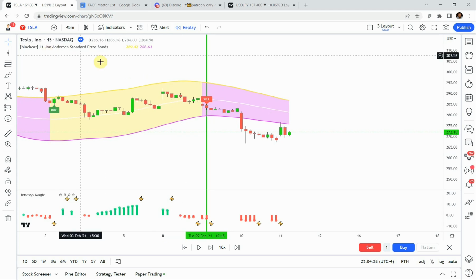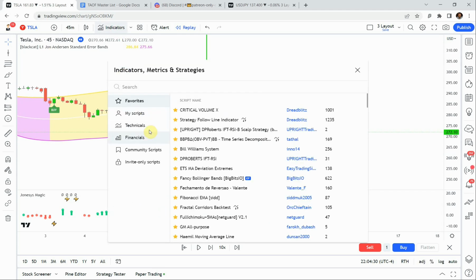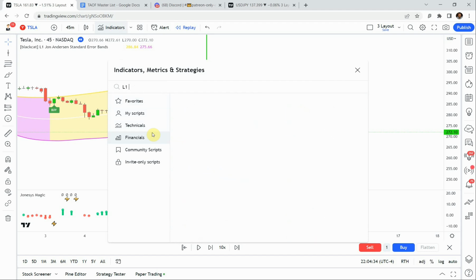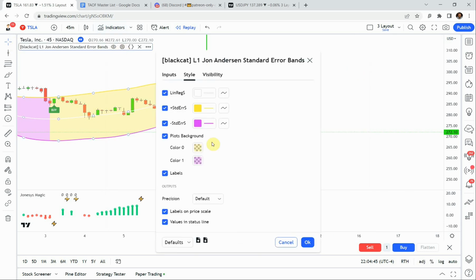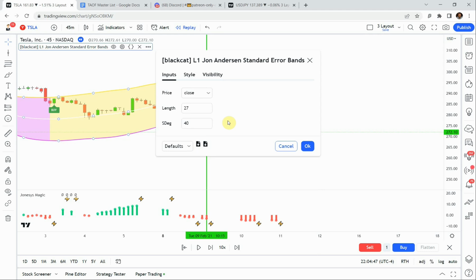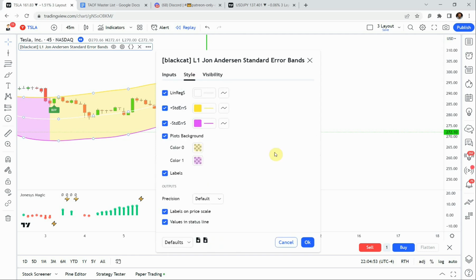First of all, like I said, the first indicator is going to be the John Anderson. So you'll type in L1 John, and you'll get the top one here, the John Anderson standard bands. The settings on this will look as follows. Pause and go ahead and set your indicator to this. And this is how we set up the visual side of it here.